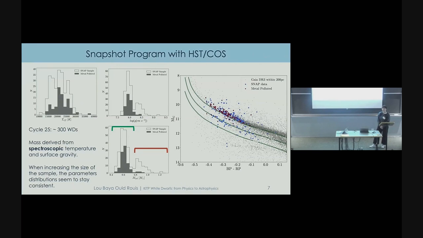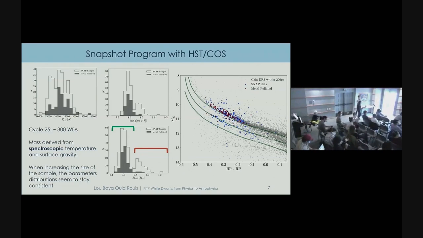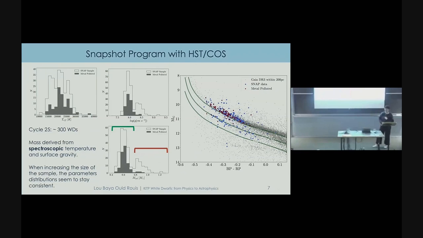Hi. One of the very nice things of this sample is that it's largely unbiased. It's not like they were being targeted because they were known to be metal polluted. So thinking along these lines, do any of these have disks visible in the infrared? That's a really good question. I'm not sure, but that would be something interesting. Maybe Boris knows. I don't know. Boris doesn't know. Should I check? Would be good to look into it, though. More questions?